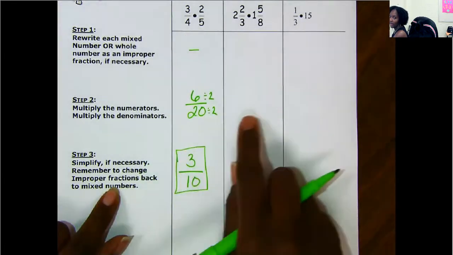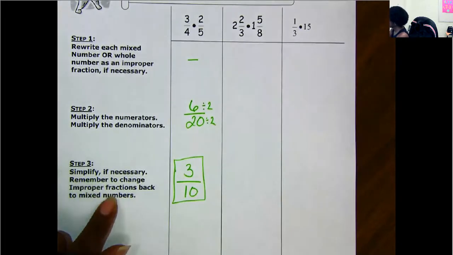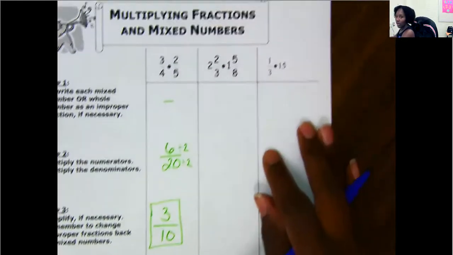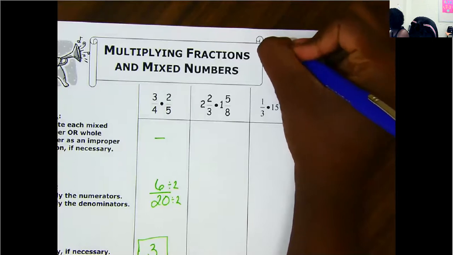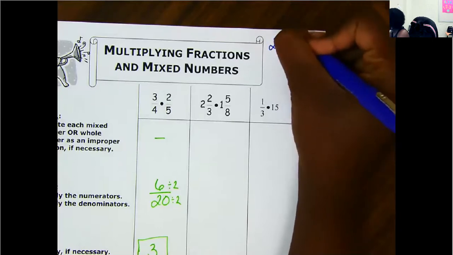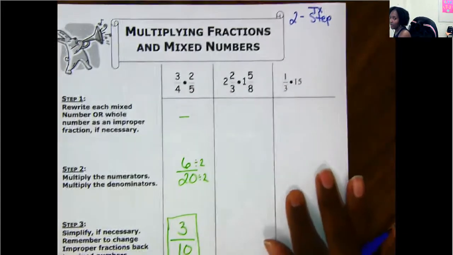We're kicking it up a notch in this next column. We have 2 mixed numbers that we need to take care of. I'm going to introduce a shortcut for you called Texas two-step. TX, Texas two-step. Okay, you might be like, what? What are you talking about, miss? Well, I'm going to show you.